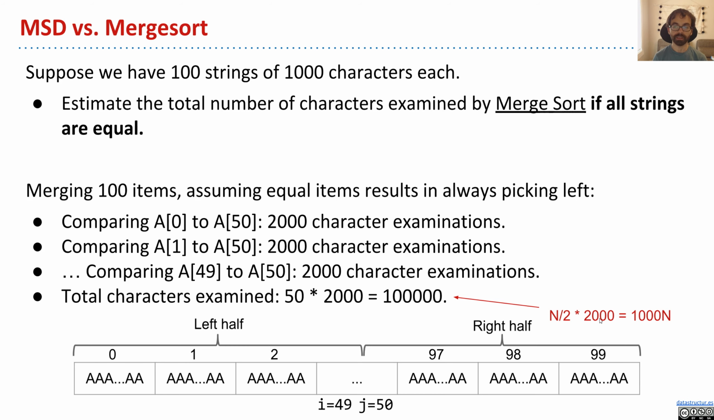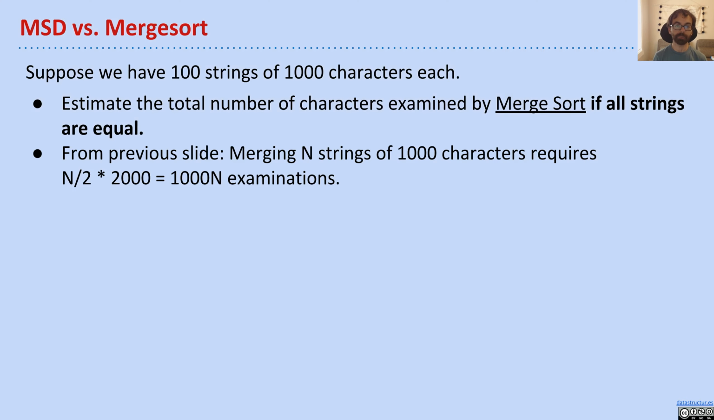Okay, so what does this tell us? Well, I'm going back to that problem I had before. In the previous slide, I showed you that merging N strings of 1,000 characters requires 1,000 N examinations. Okay? So now you need to think about all the different merge operations that occur, and that will give you a way to estimate the total number of characters examined by merge sort. So think about that problem again, and now with this hint, I think you should be able to handle it. The previous problem was pretty tricky, and I'll give you the answer away in the next video.